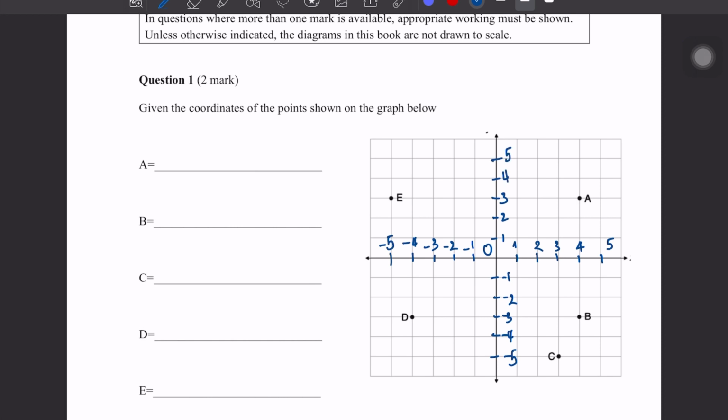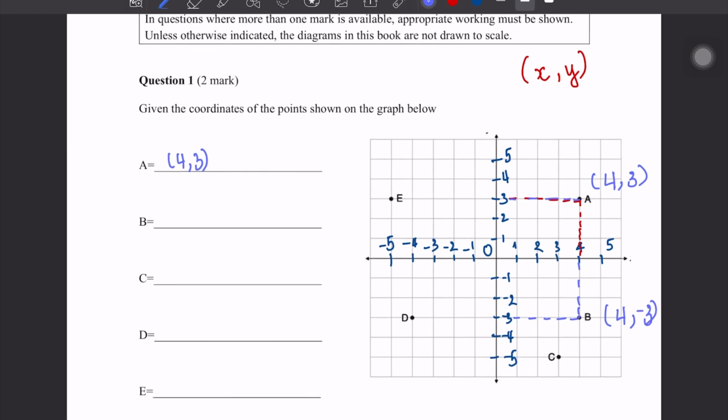The first point is A. The coordinates of a point are represented in the order of (x, y). The x of the point A here would be 4 and y would be 3. A has the coordinates (4, 3). For B, the coordinate x would be 4 and coordinate y would be -3. B is (4, -3).